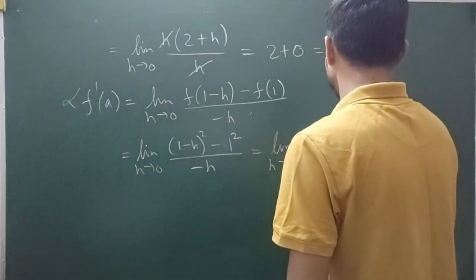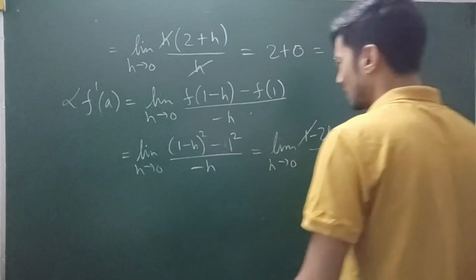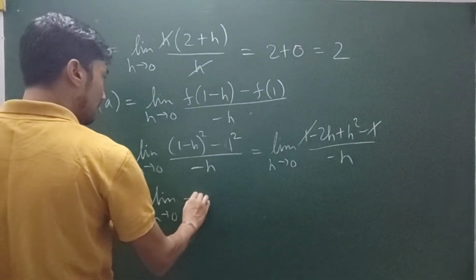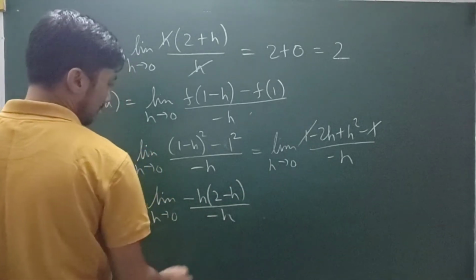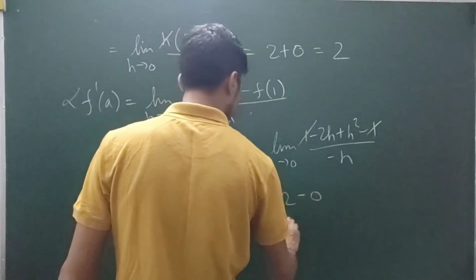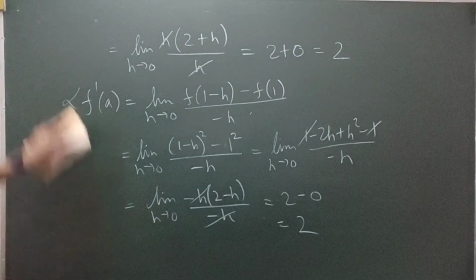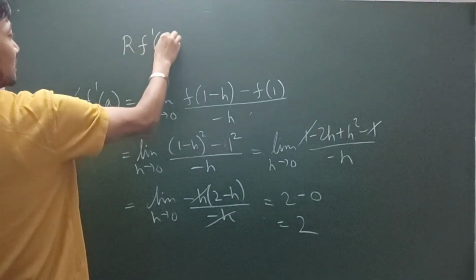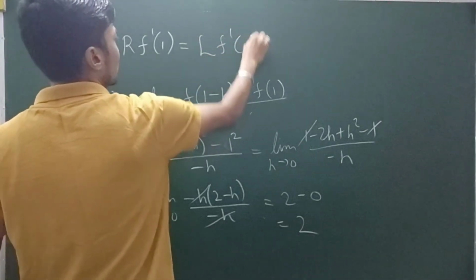So 1 minus 2h plus h square minus 1, divided by minus h, minus cancels. So then we'll be left with the limit as h tends to 0. I can take minus h common, so it's minus h times (minus 2 plus h), divided by minus h. So minus cancels. Again I can use the value of h as 0. That is again 2. So the right hand limit and left hand limit, we get the same value, at a equal to 1.